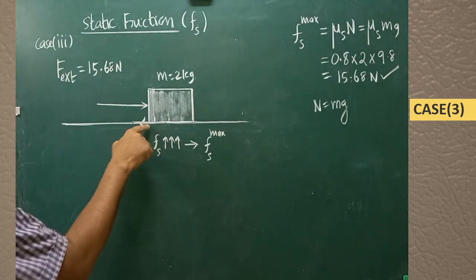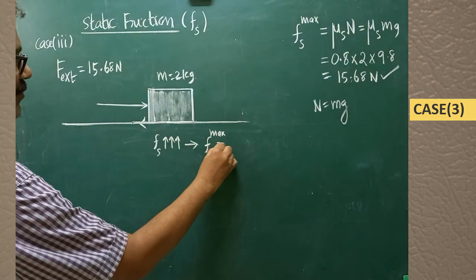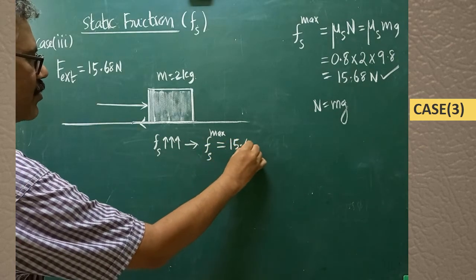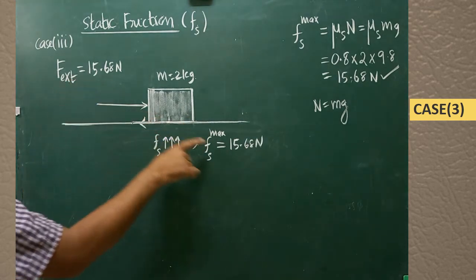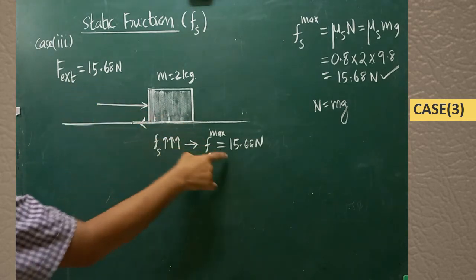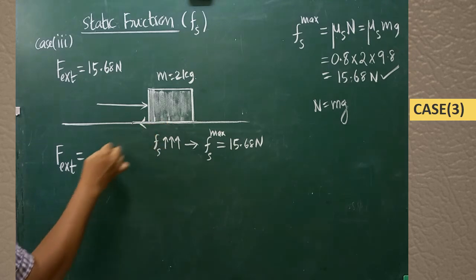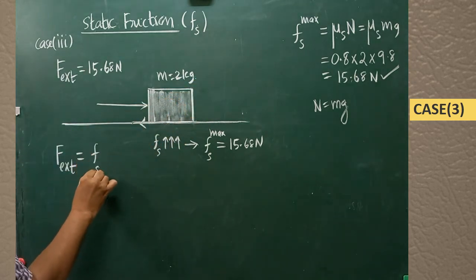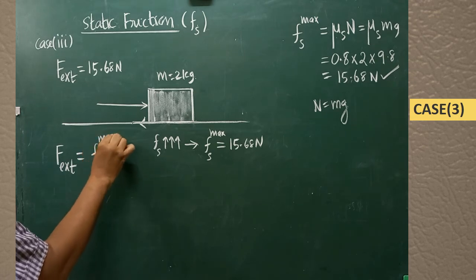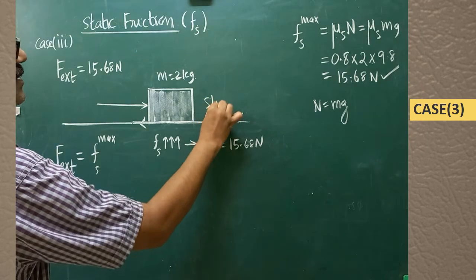For example, if the static frictional force reaches the maximum value, equivalent to 15.68 Newton, just compare the external force and Fs max. Here both are equal. Are you clear? The external force you have applied is equal to the maximum frictional force, which was already calculated for the surface. So Fs reaches the maximum frictional force. When both are equal, the object starts sliding.